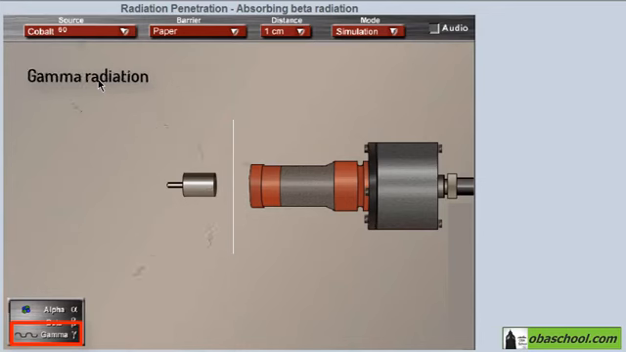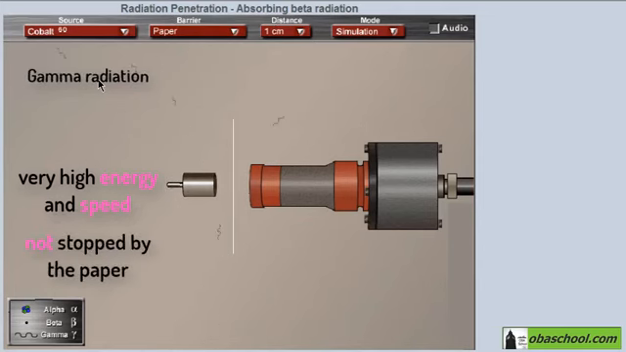We notice that all these gamma radiations are emitted with very high energy and very high speed, so they are not stopped by this paper and they are detected by the detector.